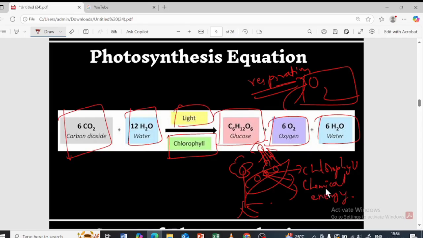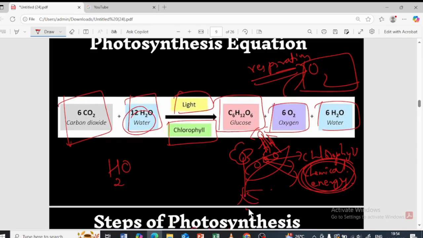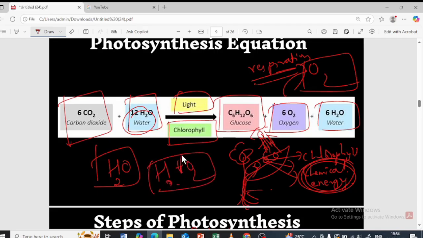Chemical energy. Later, by using this chemical energy, they will split the water. Water is gotten through the roots, right? From the roots it will be entering into here. It will split the water molecule into hydrogen as well as oxygen. The oxygen will be released out, exhaled out. Okay, it is the product of photosynthesis.